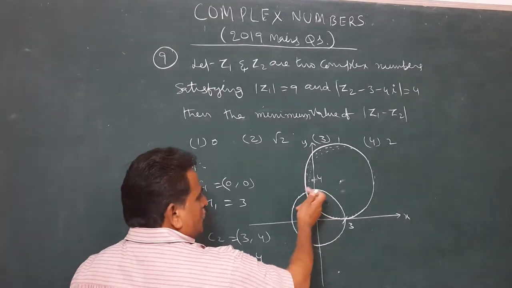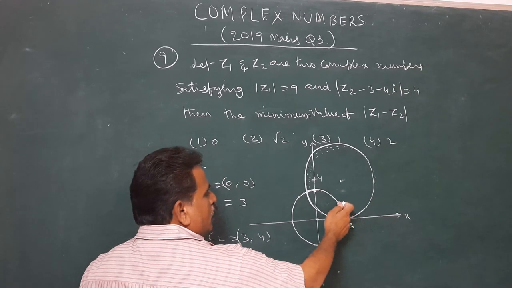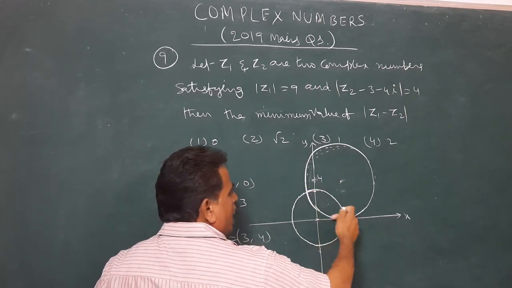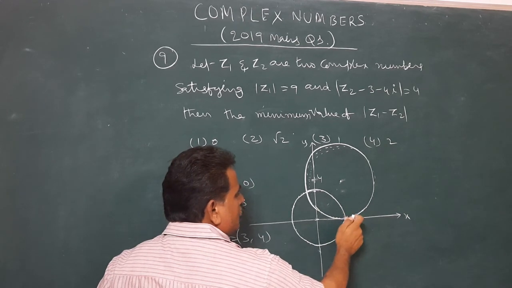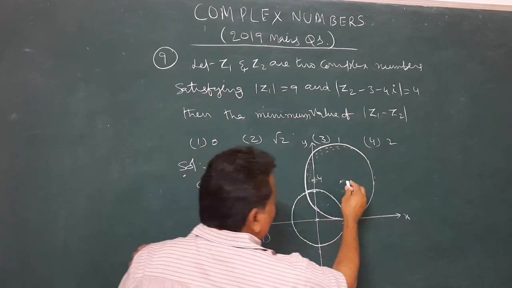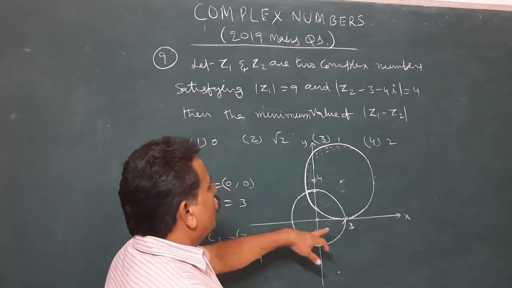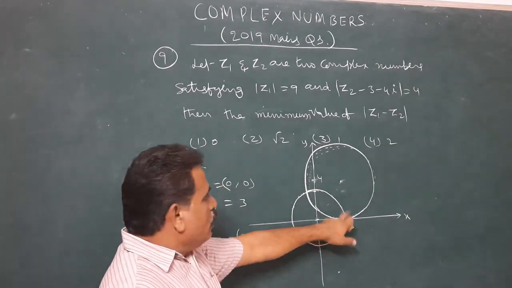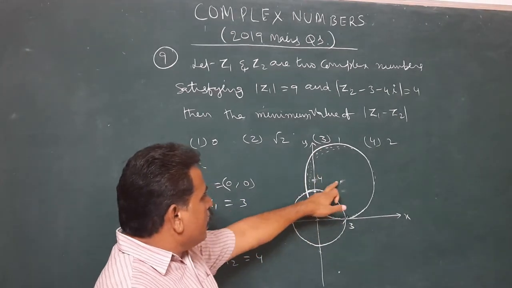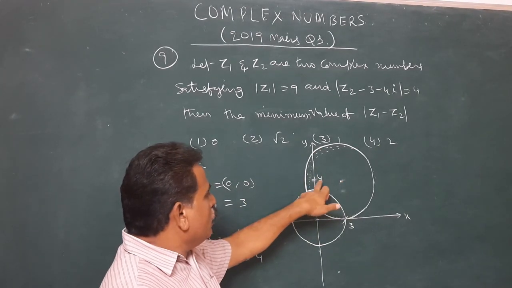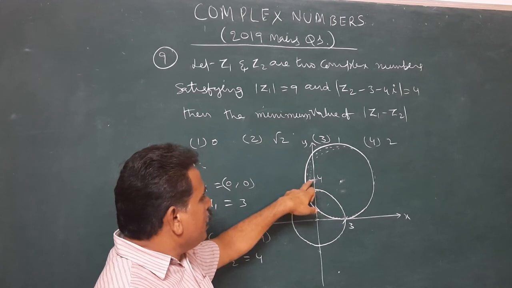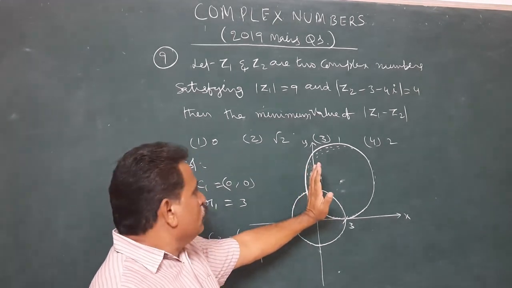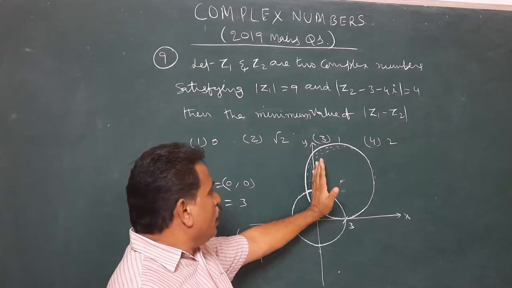Here, it is the circle having center origin and radius 3. It is the circle having center 3, 4 and radius 4. Since the radius is 4, it touches the x-axis, and it cuts the y-axis because the distance from the center to the y-axis is 3 only, but the radius is 4. So it goes one unit outside, to the left side of the y-axis.